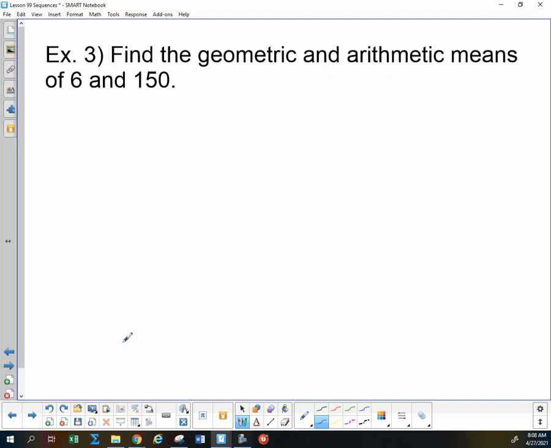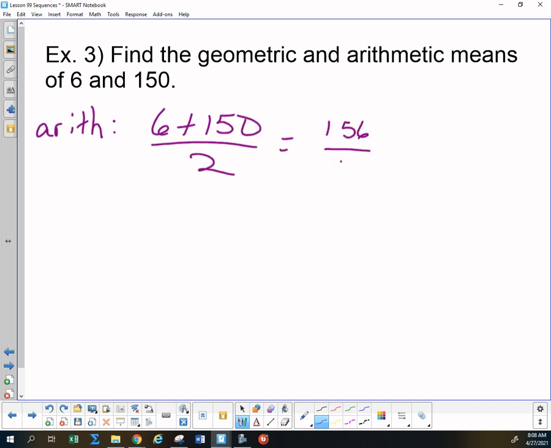All right, so let's try out these formulas, and let's find the geometric and arithmetic means of 6 and 150. So we better label them. The arithmetic mean will be 6 plus 150 over 2. So 156 over 2, what is that, 78? Am I awake enough? Did I divide correctly there?